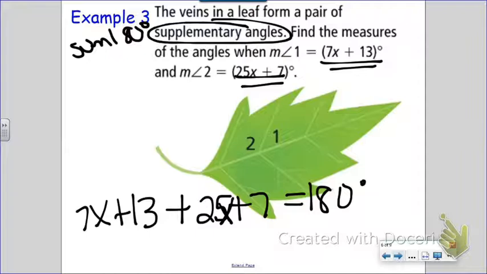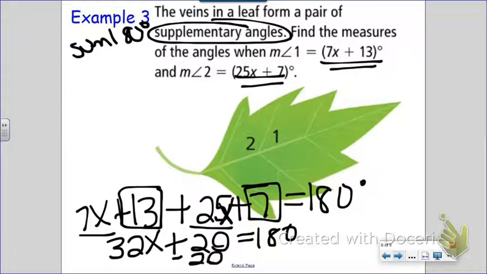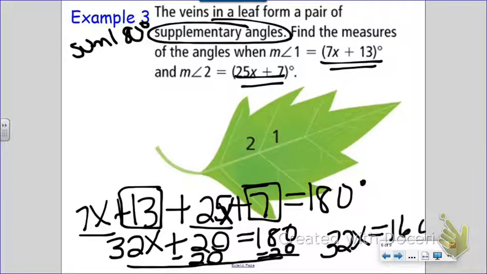Combine the x's. 7x plus 25x is 32x. Combine the non-x's. 13 plus 7 is 20, so 32x plus 20 equals 180. Subtract 20 from both sides. We have 32x equals 160. If I take 160 and divide it by 32, we get 5. So x equals 5.